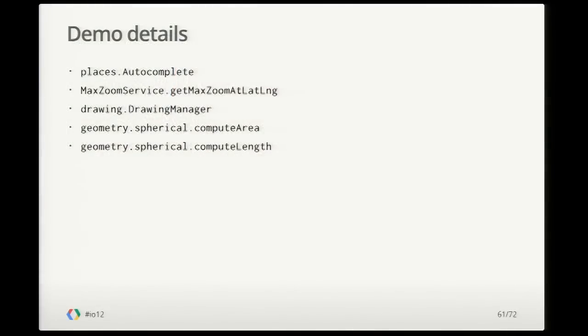So with the places autocomplete, I gave James a tool to find an address, then used the max zoom service to zoom the map to the most appropriate level to show the best imagery. Then added the drawing manager to allow him to draw polygons on the map, and used the geometry library's compute area and compute length functions to measure the area and length. I had to do no math. I had to set up no click handlers. It was a very simple application to write using the tools of the Maps API.